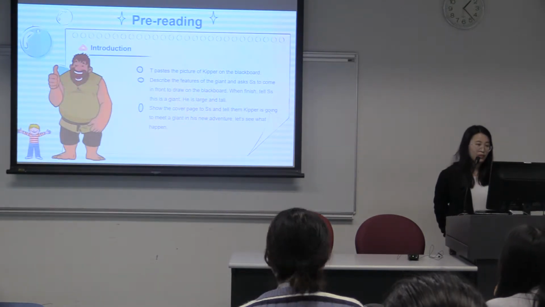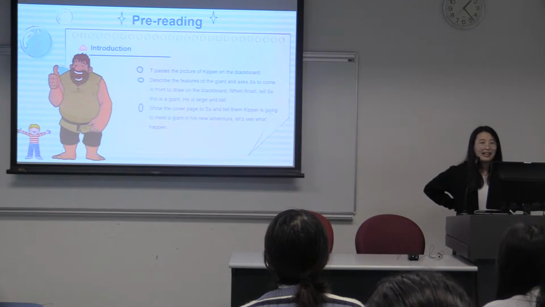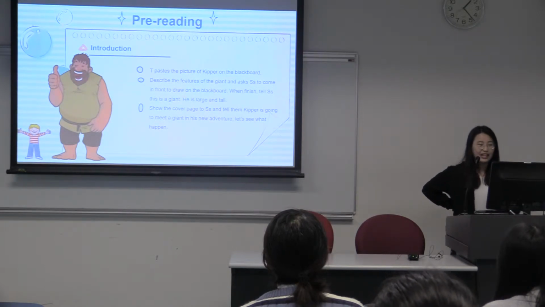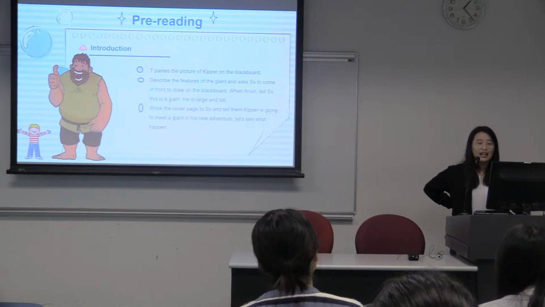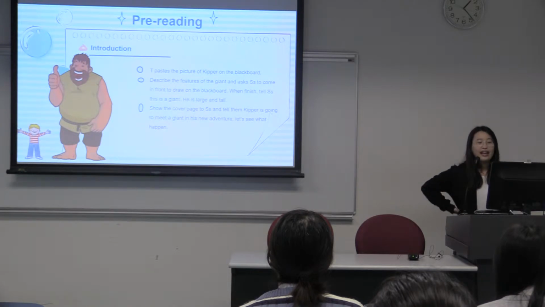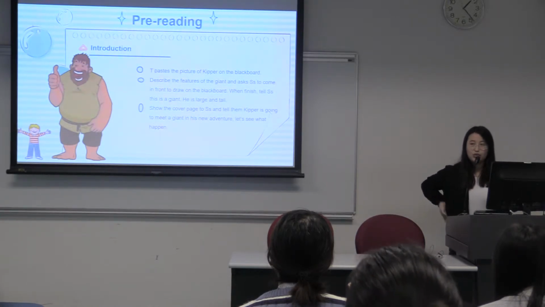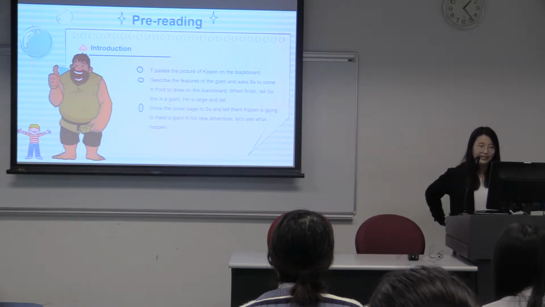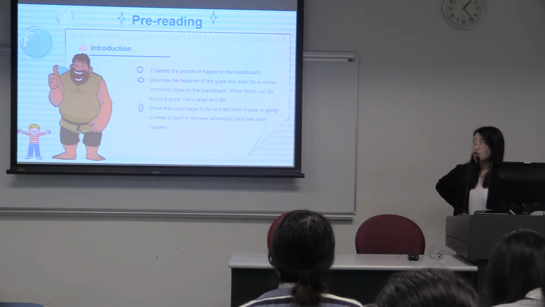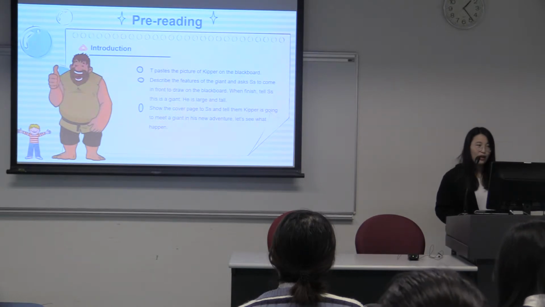So in the introduction part, teachers can paste the picture of the keeper on the blackboard, and at the same time the teacher can describe the features of the giant, and she can draw a very big body shape on the blackboard. And then she can continue describing the features of the giant and invite some students to come up and draw other body parts. And then the teacher can show students the cover page of the story, the keeper and the giant, which links to our story.